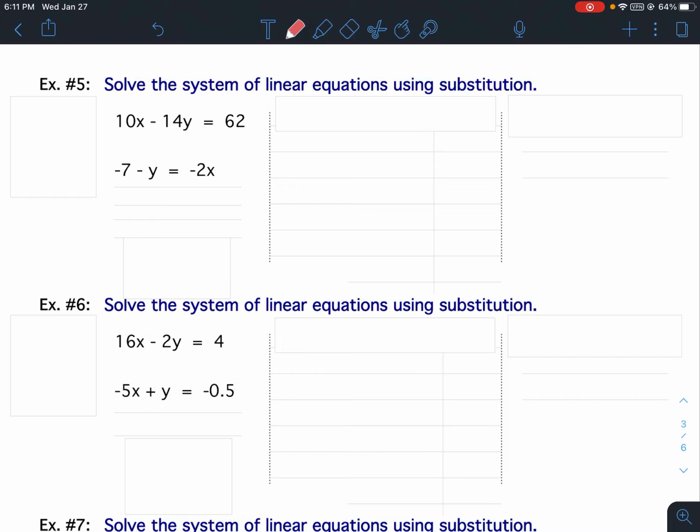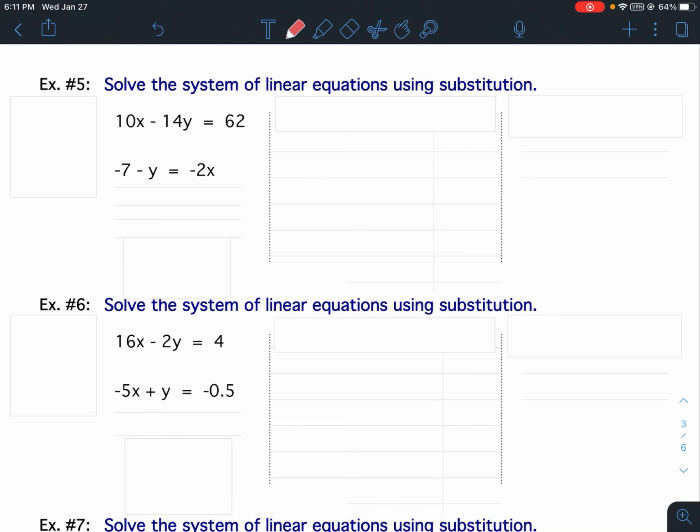Solving systems of linear equations using substitution, lesson 10 notes. Example number 5. We have the equation 10x minus 14y equals 62 and negative 7 minus y equals negative 2x.